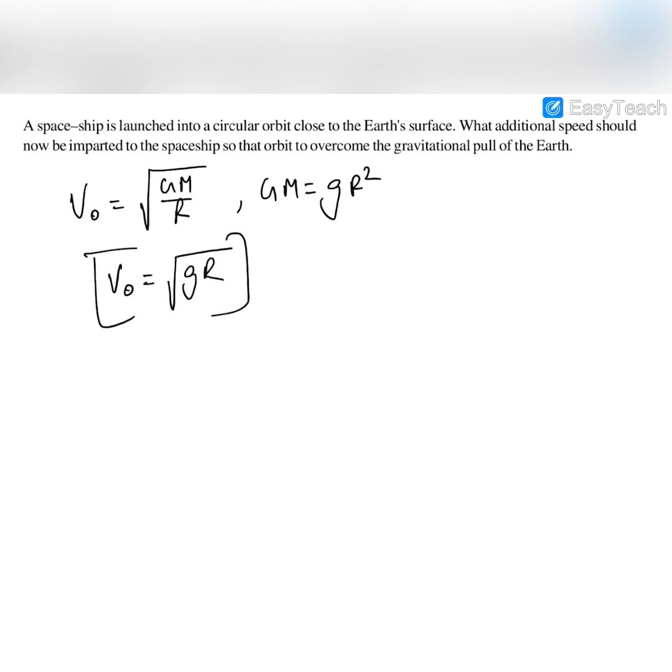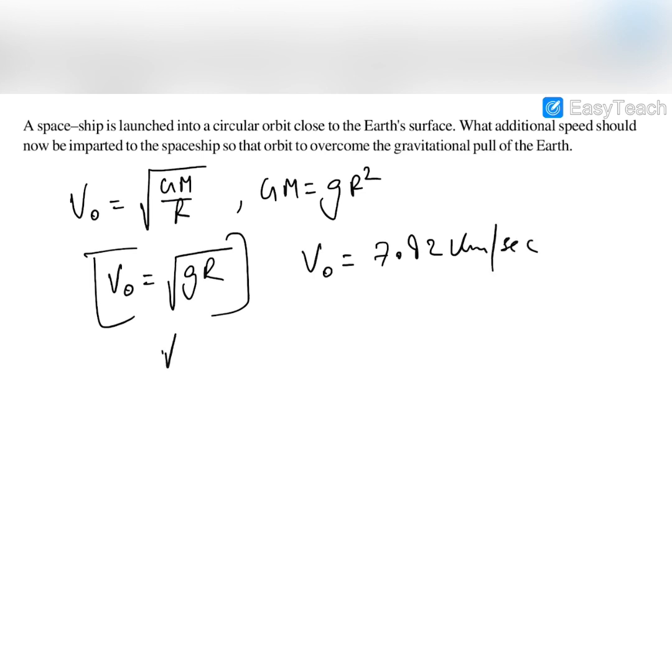So you can see that in this first problem there is a satellite or a spaceship which is revolving around the Earth in an orbit which is very close to Earth's surface, which means that its orbital velocity will be under root of GM by R, and we know that the value of GM is equal to gR square. So V0 is equal to under root of gR. This is the orbital velocity, and this value is equal to 7.92 kilometer per second.